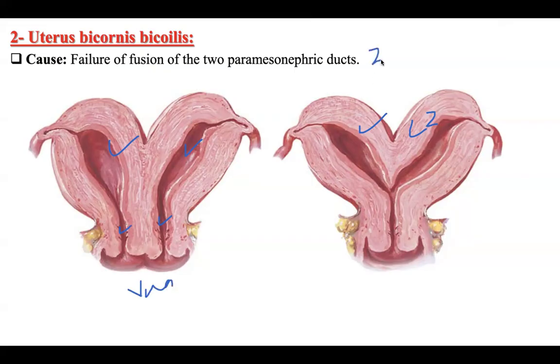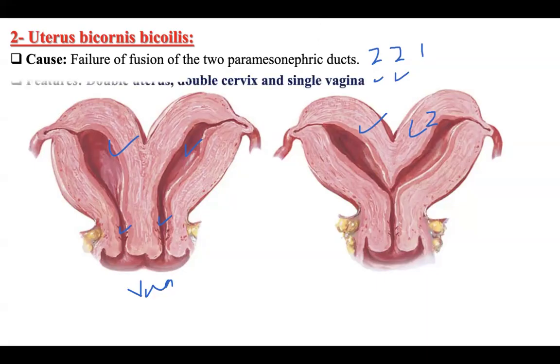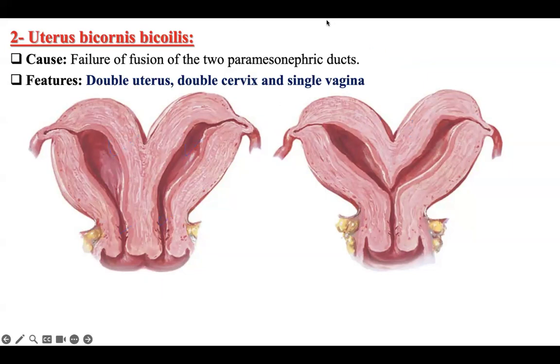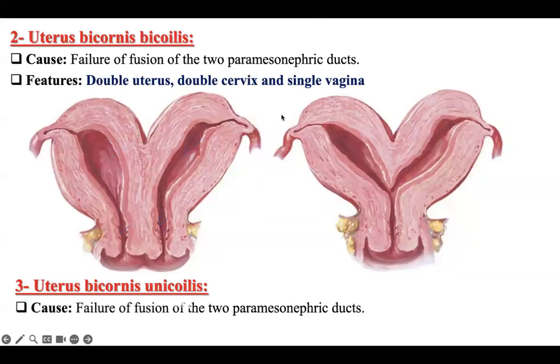So the code is 221. It is named bicornis bicollis. Bicornis means uterus and bicollis means cervix. We have two uterus and two cervix, but only one vagina. This is the code for this case. So the code for didelphus is 222 and for bicornis bicollis 221. So it is called bicornis bicollis.